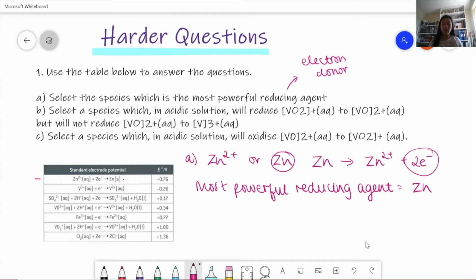And then for B, select a species which in acidic solution will reduce VO2+ to VO2+, but will not reduce VO2+ to V3+. First of all, the in acidic solution bit just means that there are H+ ions. And so if we want something that will reduce VO2+ to VO2+, we need a half cell with a more negative standard electrode potential. And if we want something that doesn't reduce VO2+ to V3+, then we need a half cell with a standard electrode potential which is more positive than this half cell.